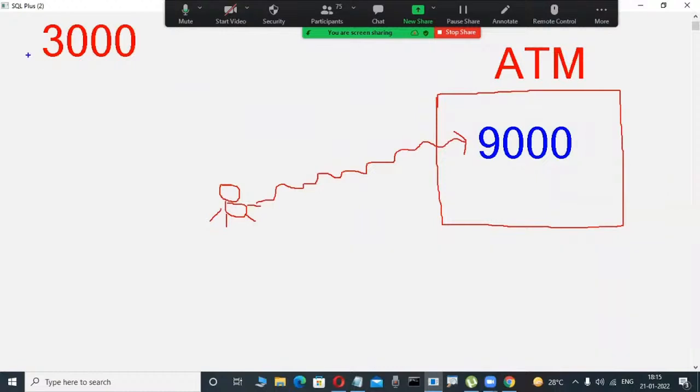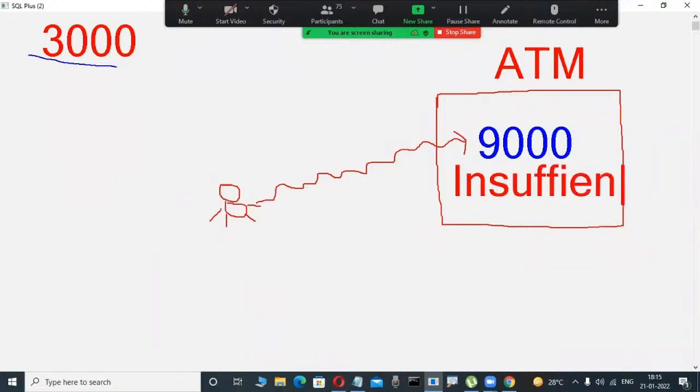Here my balance is 3,000, but how can I get 9,000 rupees? It's impossible. In this case, it will give a message. You have observed this on ATM machines, right? Some message will be displayed, such as "insufficient funds."